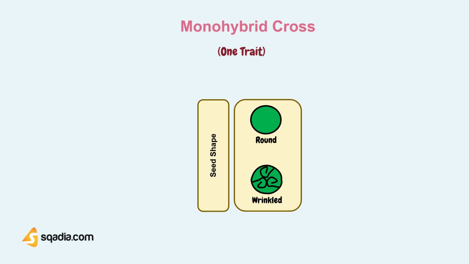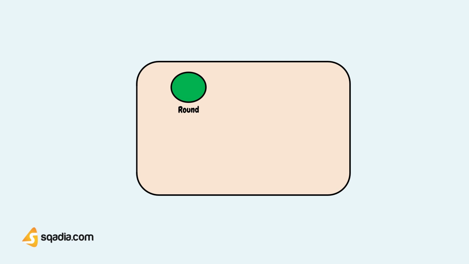a monohybrid cross. Mendel crossed a true breeding round-seeded plant with a true breeding wrinkled seeded plant. All resulting seeds of the next generation were round. Mendel declared the trait round seeds as dominant, while wrinkled seeds as recessive. The following year, Mendel planted these seeds and allowed the new plants to self-fertilize.